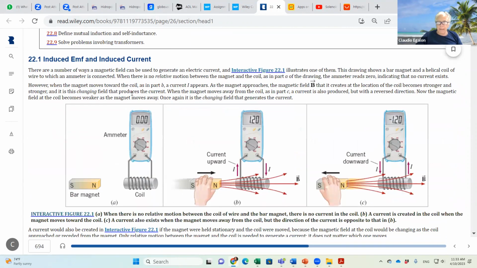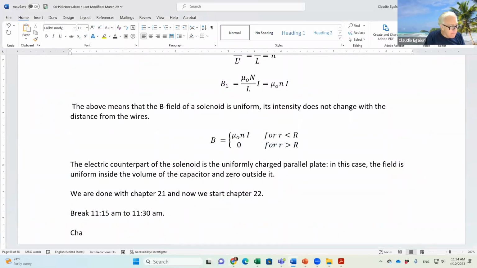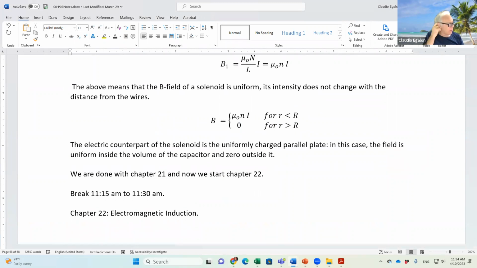Electromagnetic induction, and I'm going to illustrate that for you. You can also read the book here and look at the illustrations in the book. It's all about generating current. Chapter 22, electromagnetic induction. What I'm going to tell you is something that we do observe.